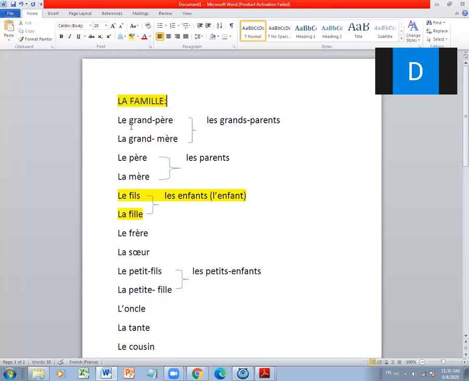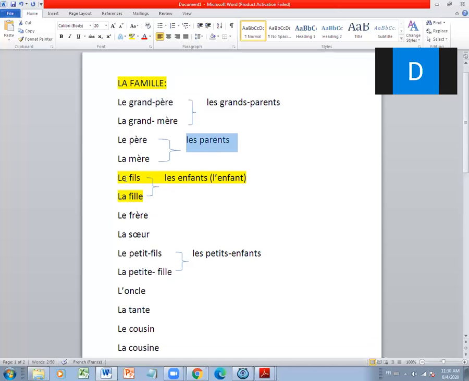So I said le grand-père. Le grand-père is the grandfather. La grand-mère is the grandmother. The two, we call them les grands-parents. That is grandparents. Then from there, le père, the father. La mère, mother. We call them les parents en français. That is parents. Now, from there, we go to le fils.